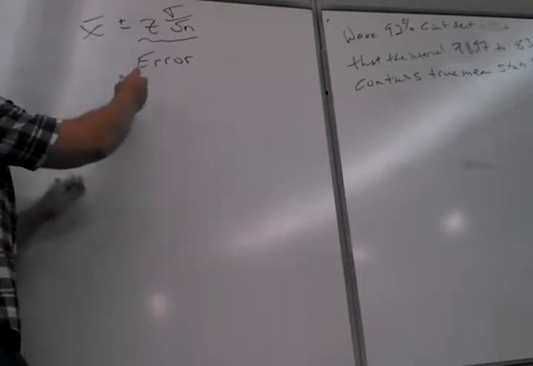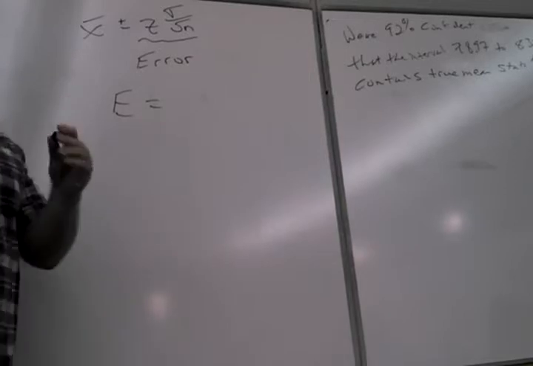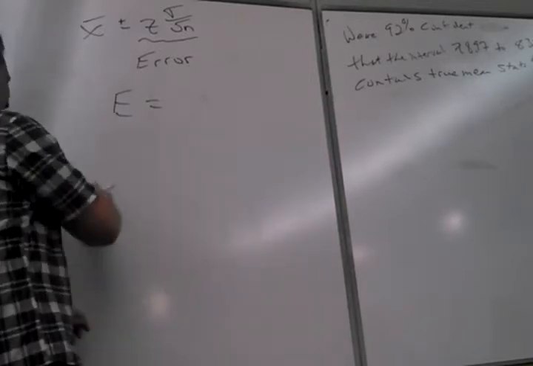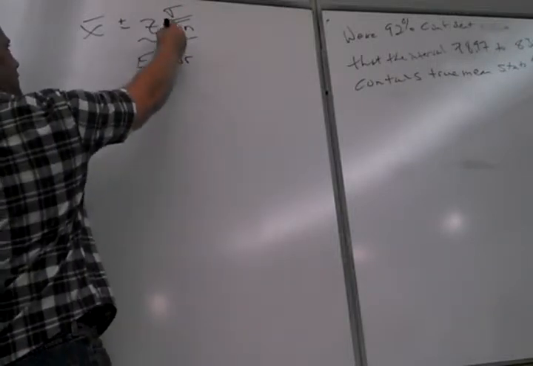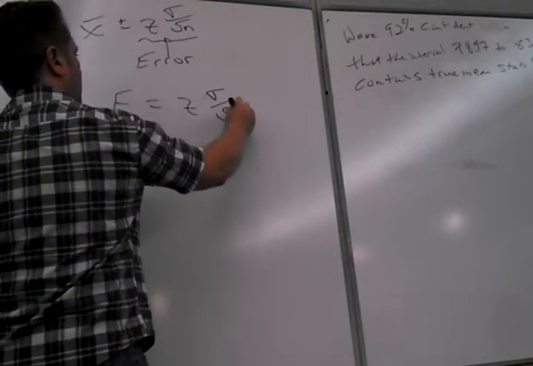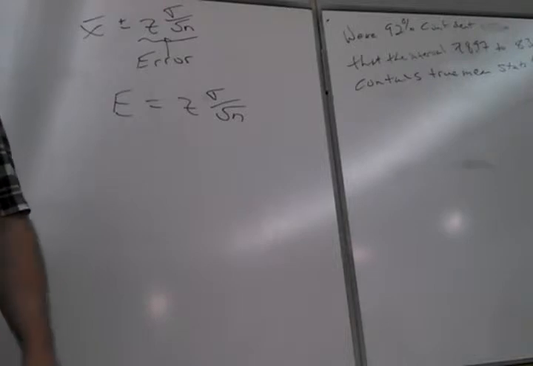So if I call this E equals z times sigma over the square root of n, now how in the world do I start solving this for n? What do you do to solve this for n? Every now and again, there's got to be a little algebra in here.